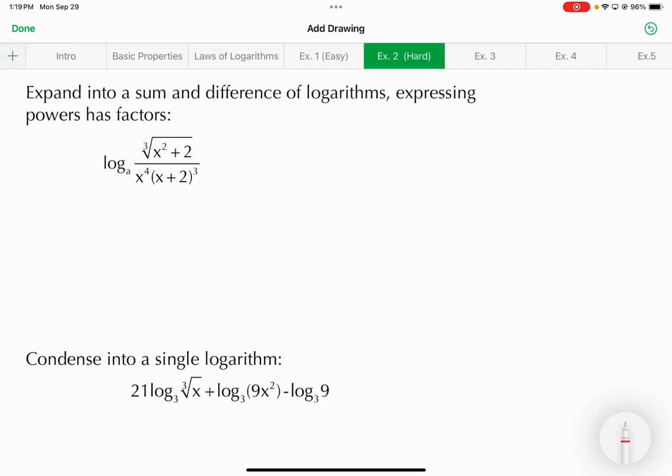A whole bunch of good stuff. So we want to expand this, and then we'll condense the following one. Oftentimes, it's worth our time to rewrite things. So how could I, like, do you guys want to do a rewrite for the first one?